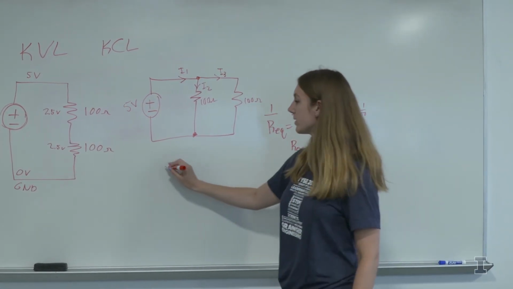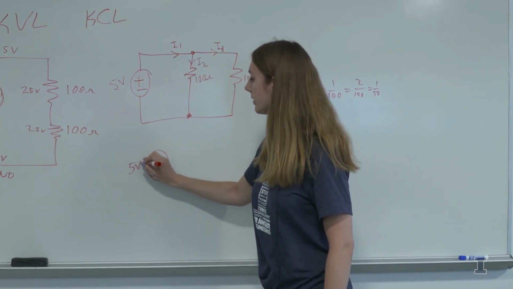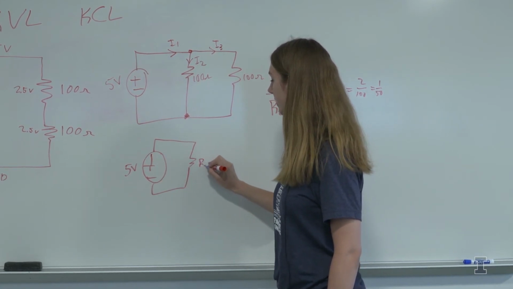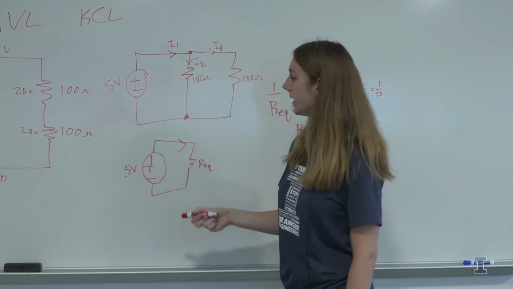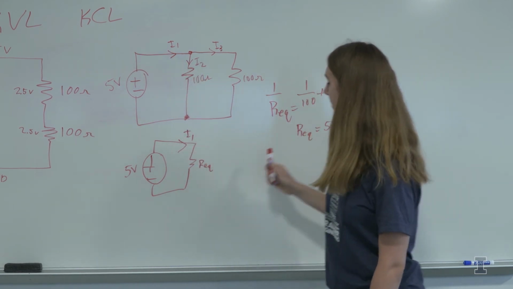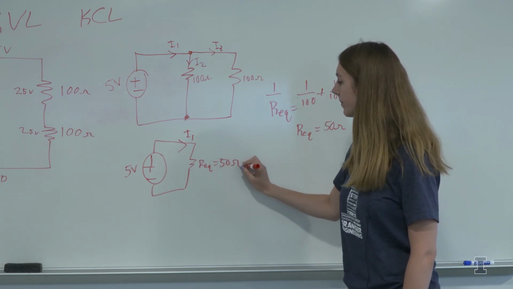So now we can redraw the circuit. This 5 volts using R equivalent. And what we're doing here is we want to find out what I1 is. We've calculated that R equivalent is equal to 50 ohms.